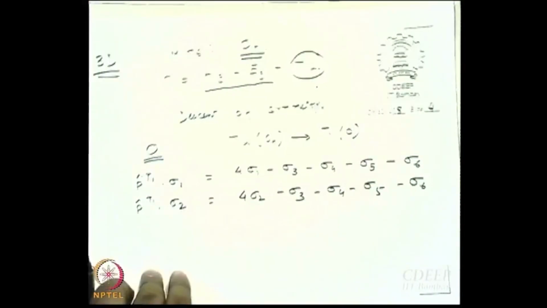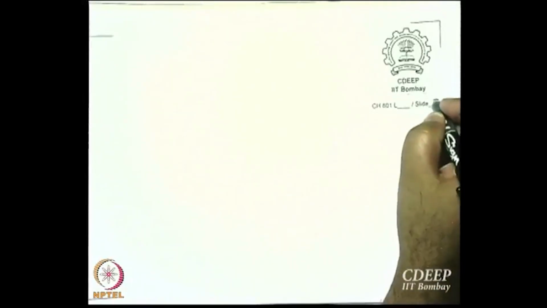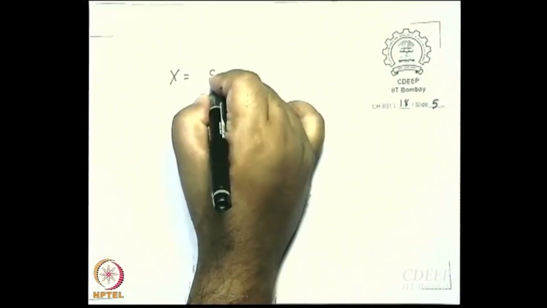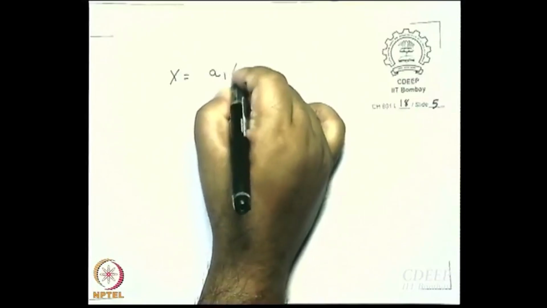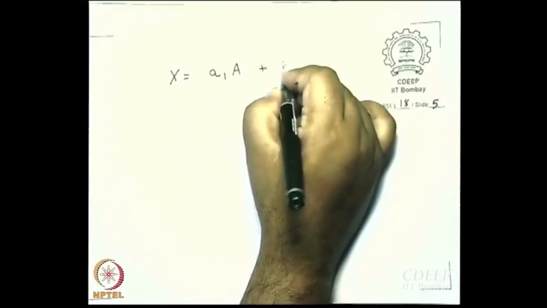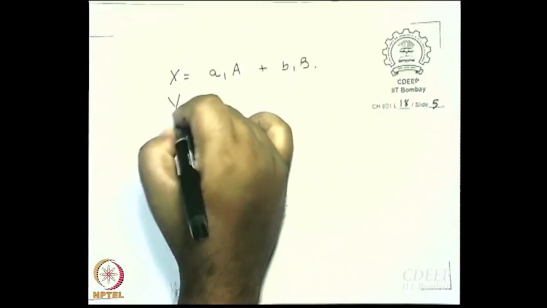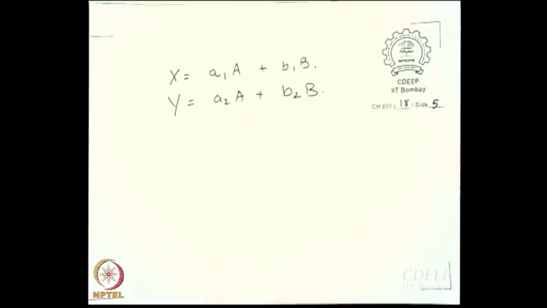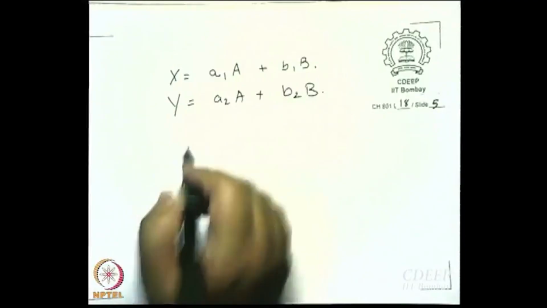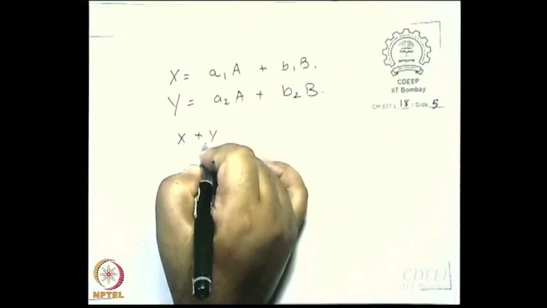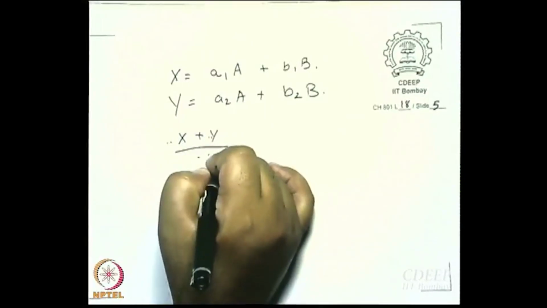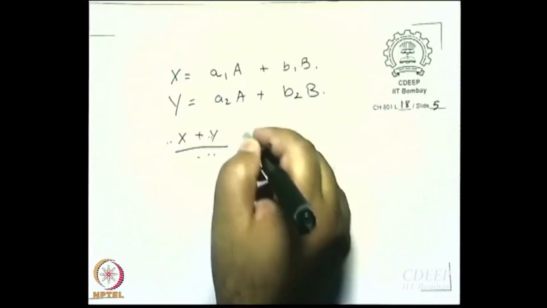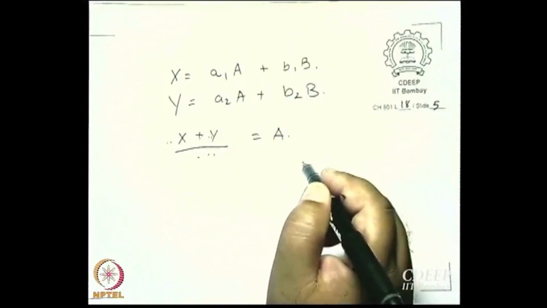We will use another paper. If x equal to, now that I am a little wiser, a1 A plus b1 B and y equal to a2 A plus b2 B, can I not write something into x plus something into y, divided by something, and get A, and then something into x minus something into y, divided by something, equal to B? That is what I will try to do.